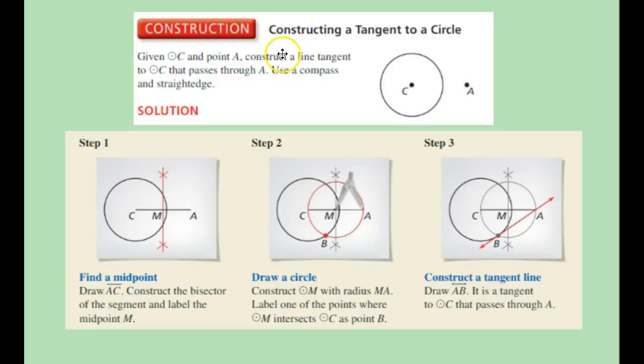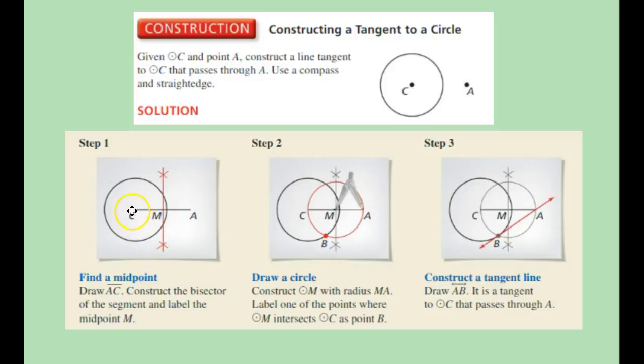So we can also construct a line that's tangent to a circle. There are some steps that we have to do for that. Here we're looking at circle C, and point A is outside of my circle. Using only a compass and a straight edge, I can construct a line that I know is tangent to my circle. The first thing I have to do is find the midpoint of AC.